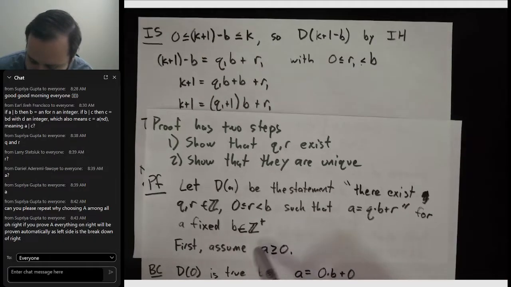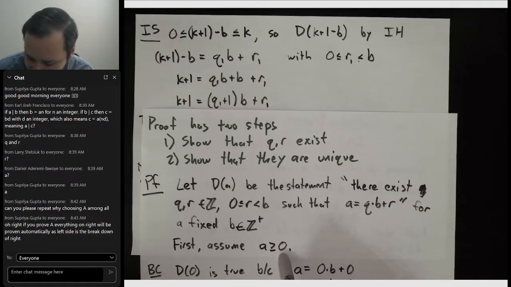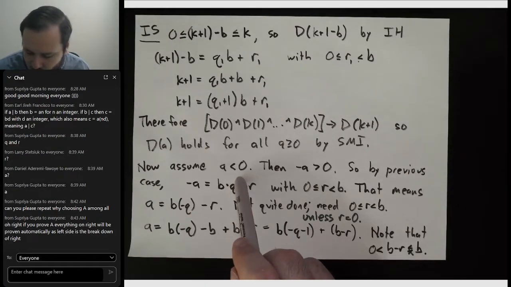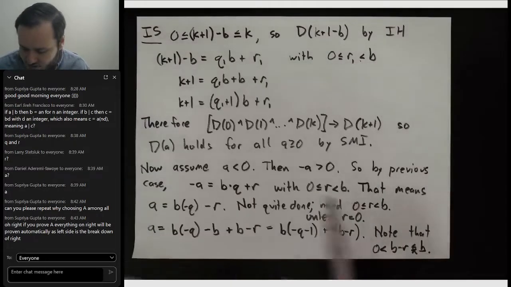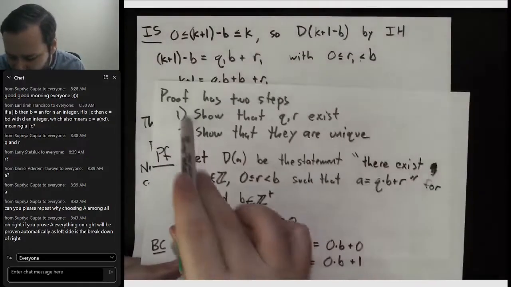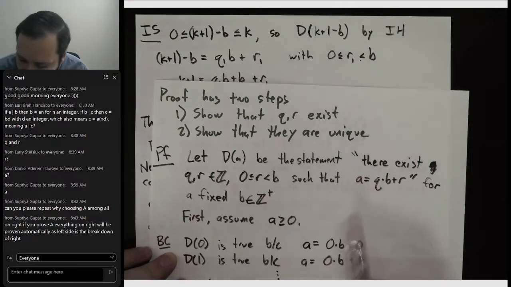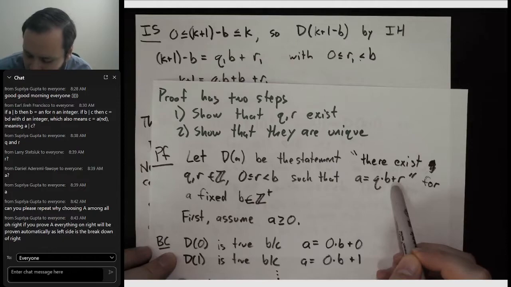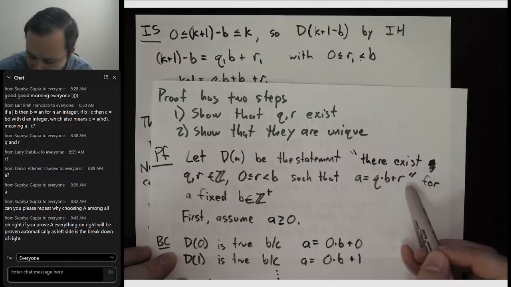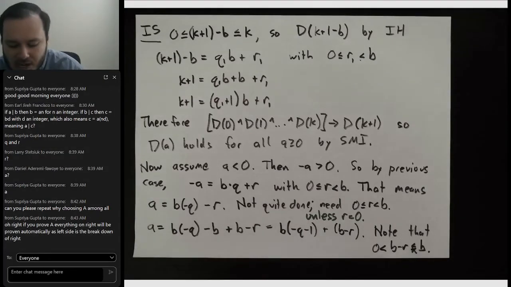For A greater than or equal to 0, we did an induction. We covered that case. And now, we've shown if A is less than 0, we can use that same induction to cover the A less than 0 case. So we've completely proven step 1. We've shown that these Q and R do exist. You can really find a Q and an R such that R is stuck between 0 and B, and A is equal to Q times B plus R. The last thing we need to prove is that they're unique.